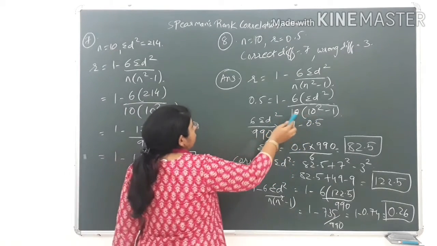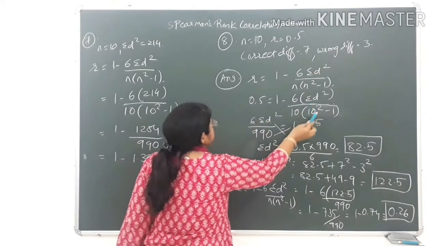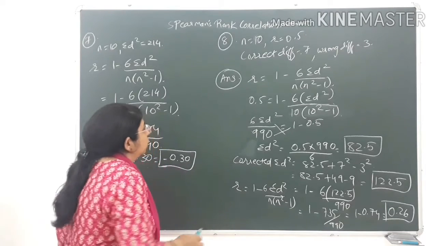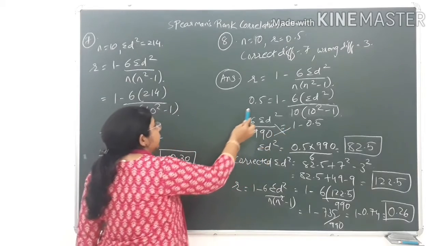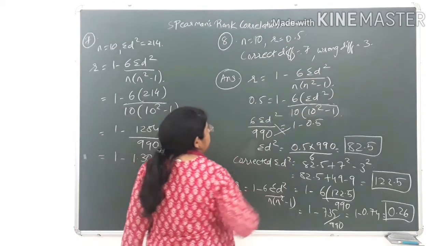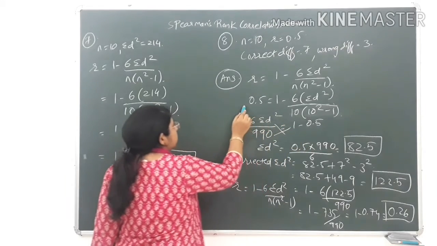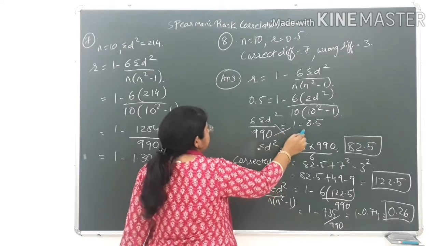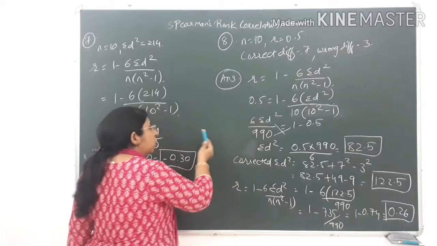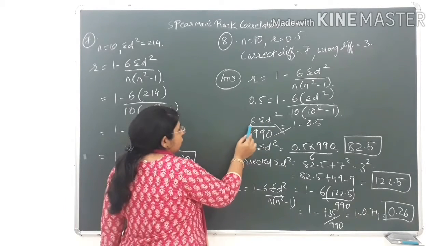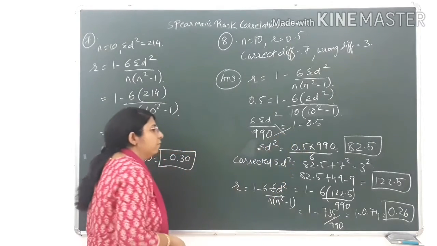Everybody is doing it now. First of all, the LHS will move to the right hand side and the right hand side will move to the left hand side. So I have taken 6 sigma d square upon 990 on the left hand side and 0.5 to the right hand side. Over here you can see I have done 1 minus 0.5. Here it is positive, moving to the other side it becomes negative 0.5. In the same way, here it was negative 6, so moving to the other side it becomes positive. So 6 sigma d square upon 990 is equal to 1 minus 0.5.